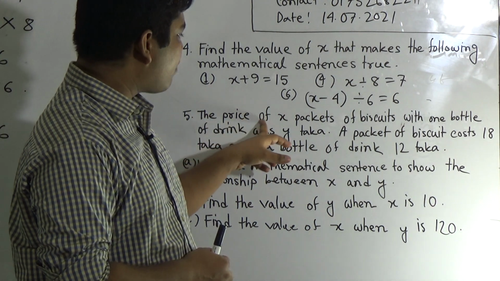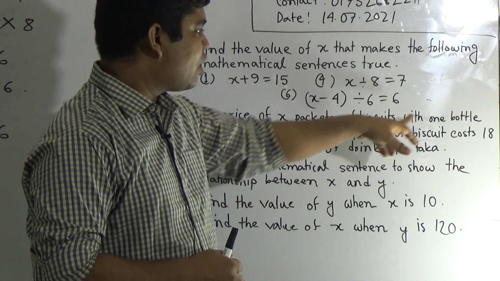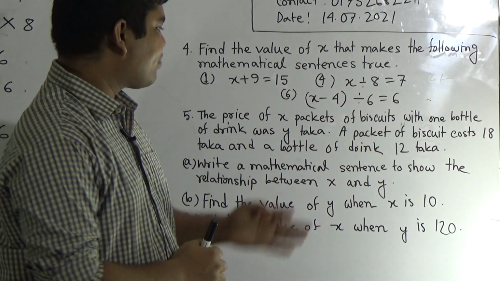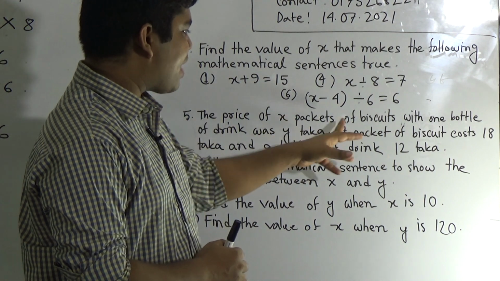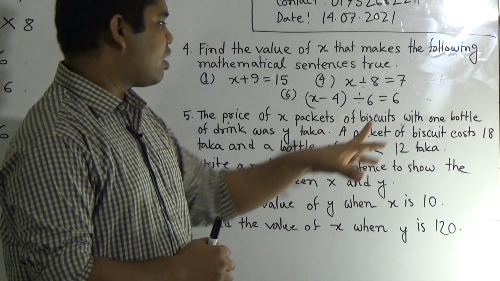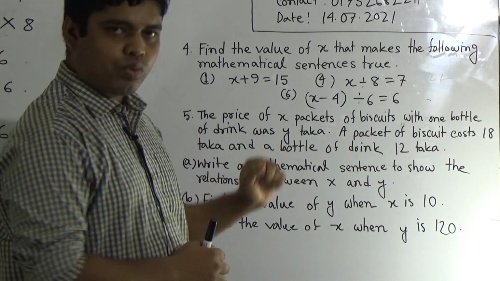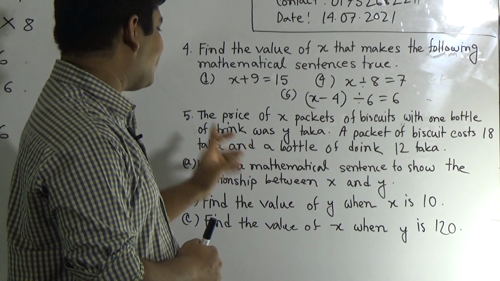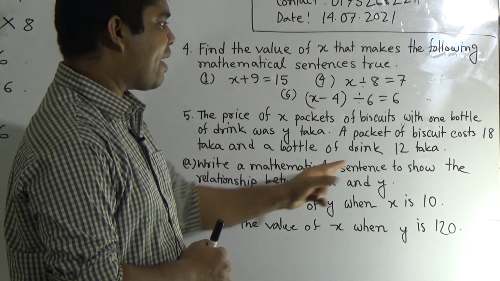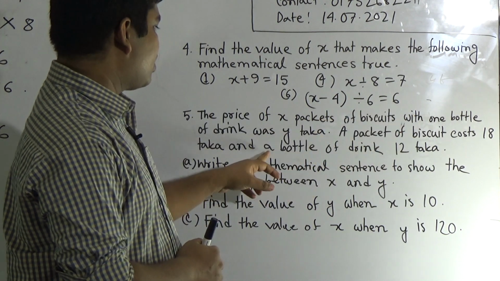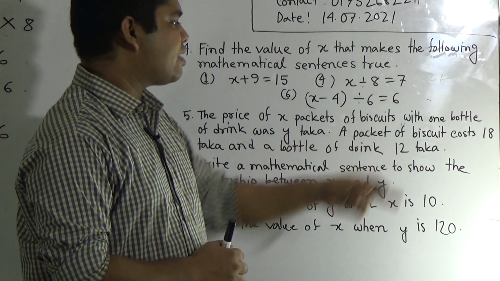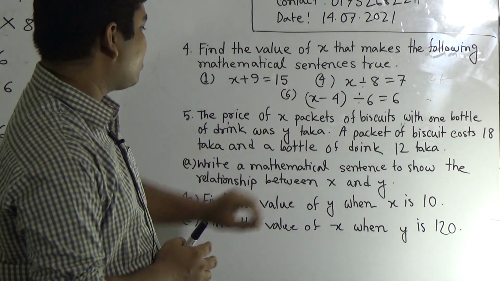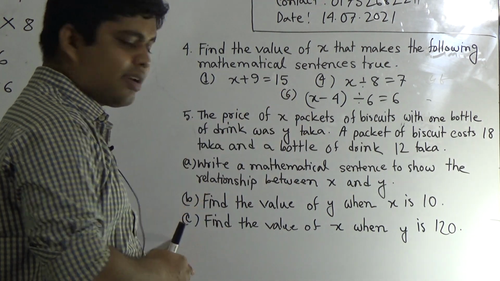The price of X packets of biscuits with 1 bottle of drink was Y taka. That means the total price of X packets of biscuits and 1 bottle of drink was Y taka. A packet of biscuits costs 18 taka. That means the price of 1 packet of biscuits is 18 taka, and a bottle of drink is 12 taka. So my dear student, by using this information, we shall solve questions A, B and C.